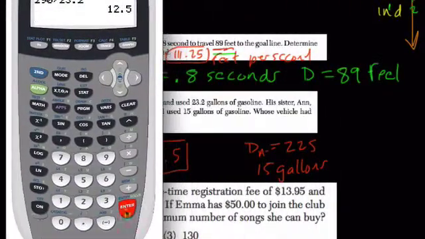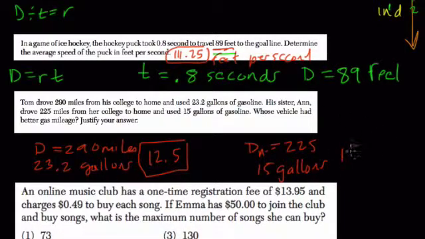Whereas Ann, 225 divided by 15, she used 15 gallons. She went 15 miles per gallon.